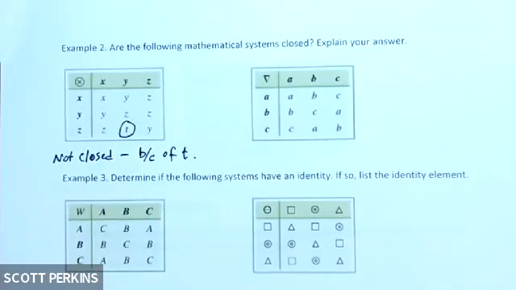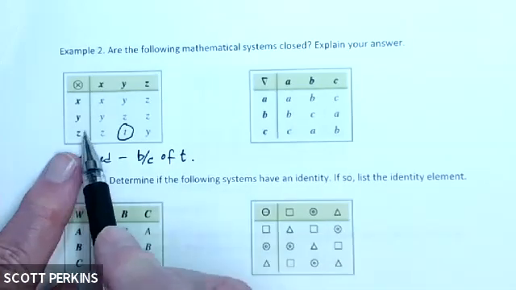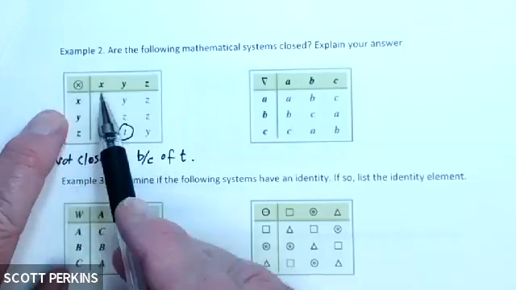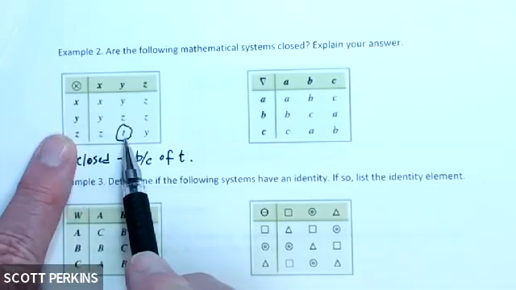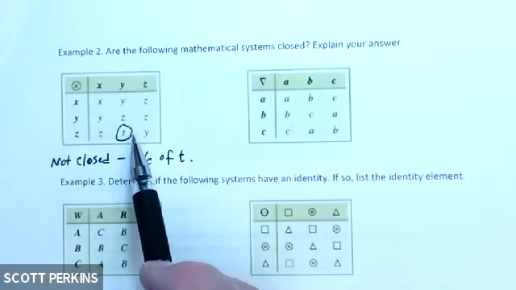Does that make sense? That means that according to the way this mathematical system is defined, whatever we would call this operation, I don't know how I would say that symbol, whenever I combine Z and Y, I get T. And that is not one of my 3 elements in my set.